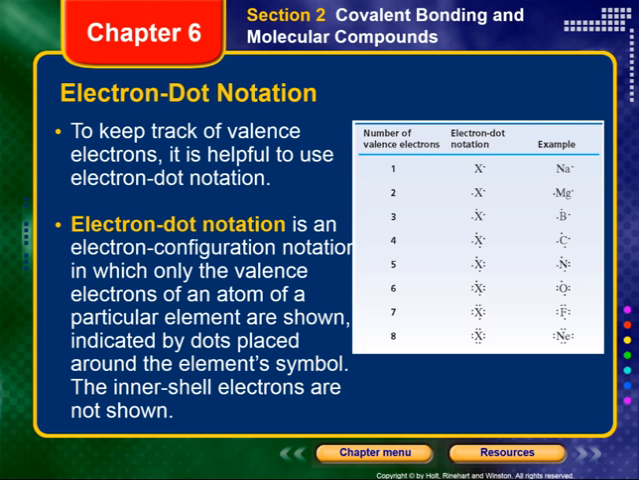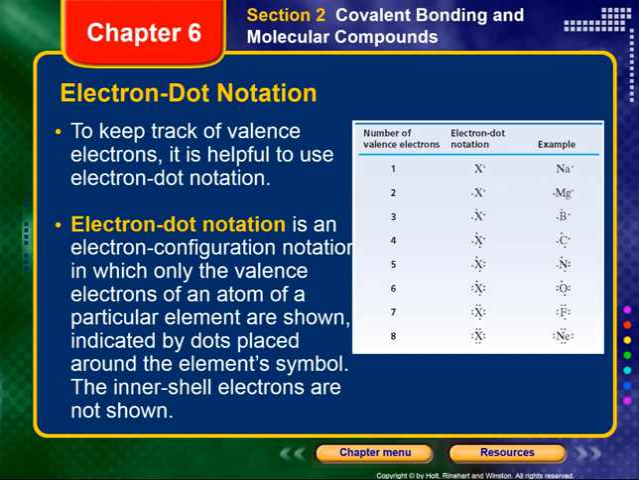Now, one thing that's going to really help us predict bonding, and then in section 5, predict molecular geometry, is using something called Electron Dot Notation. To keep track of valence electrons, remember the ones that are responsible for bonding, this is chapter 6, bonding, it is helpful to use Electron Dot Notation.